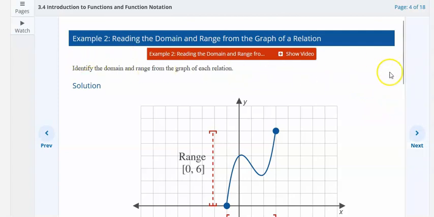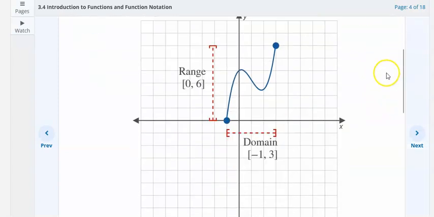So this is example 2. We'll raise it up so you can see it properly. Now again, range and domain relate to the axes. The x values would be those on the x-axis. So what we do is we project our graph down to the x-axis here and there. And notice both of these points are included.